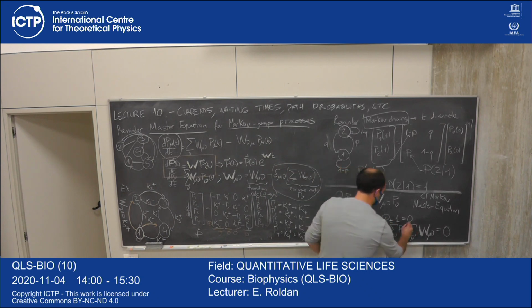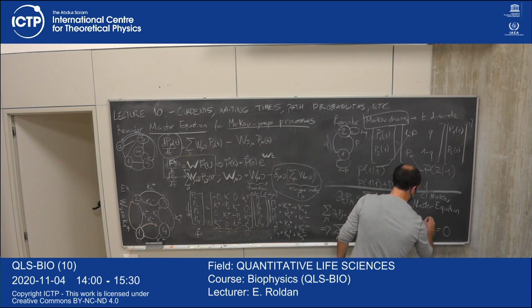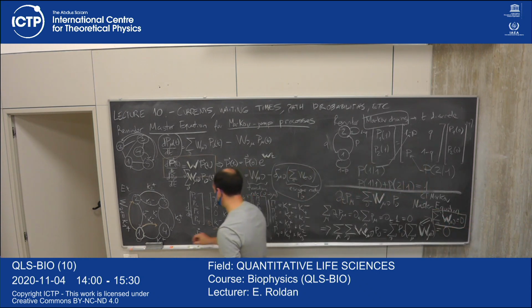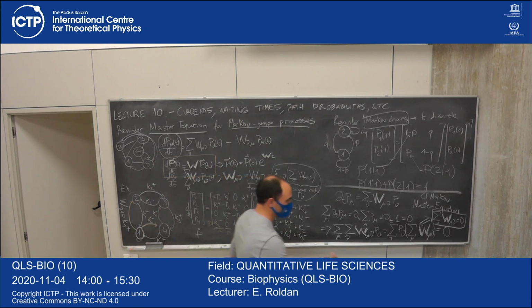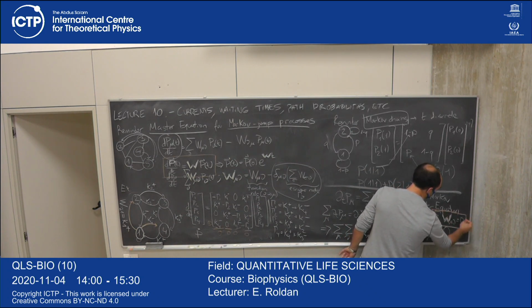But now, for this to be 0, it must be, if and only if, the sum over mu of w mu nu equals 0. Okay? So this means that the sum over the rows of every column must equal 0 because of conservation of probability.